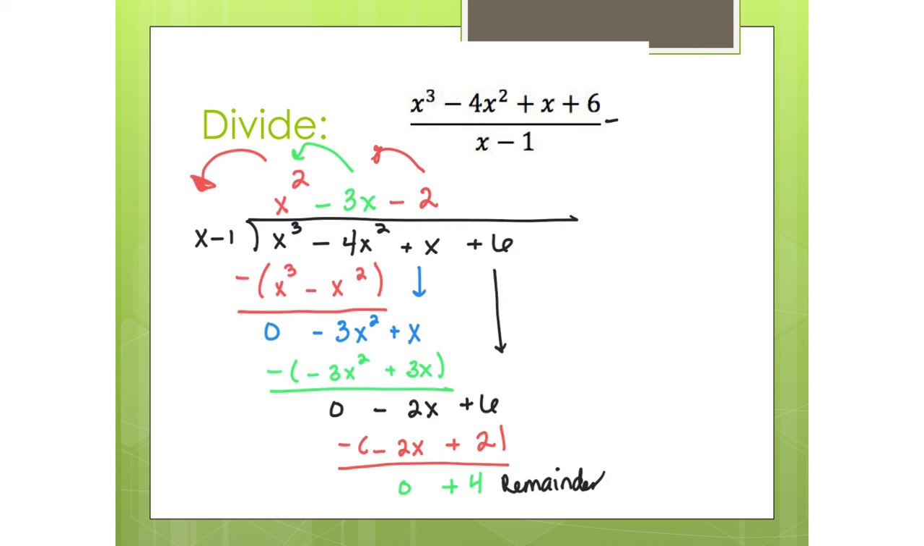So my final answer of this cubic function divided by this linear function is x squared minus 3x minus 2, and I write that remainder as a fraction over the divisor.